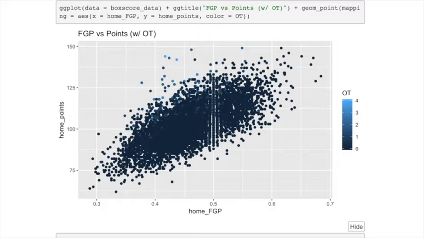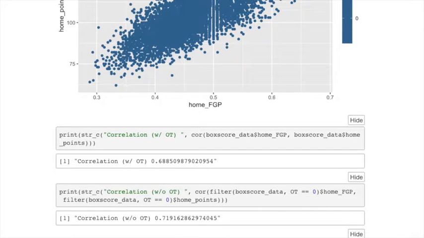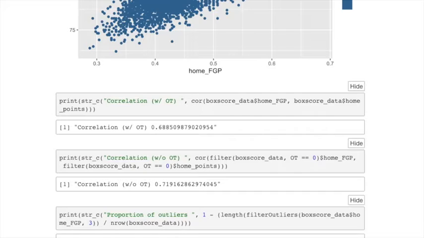Something interesting to note is that the points which are overtime games tend to group towards the top. As overtime goes on, the field goal percentage might not change, but the number of points you're scoring is definitely increasing. So that might skew the data a little bit. So I also graphed one without overtime, and it turns out that the correlation improves to a notable degree from 0.688 to 0.72.